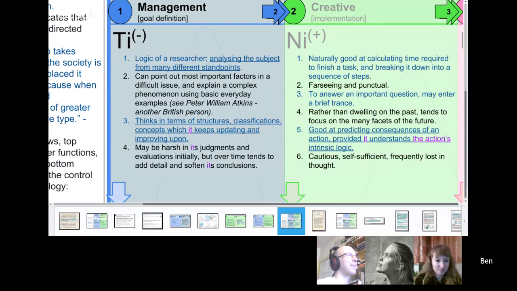Yeah. So now do point 3, or I think point 2, important factors. Oh yeah, important factors. Can point out most important factors in the issue. I'll just say in italics. Maria added that in italics.